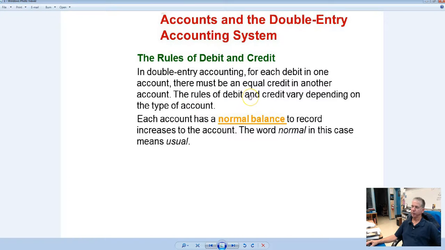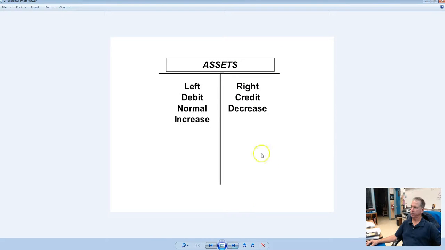Okay, so the rules of debit and credit depend on the type of account. And so we've learned about assets, liabilities, and owner's equity from our study of the accounting equation. And so there are different rules depending on what type of account it is. So we're going to take a look at that right now. So first of all, let's look at assets.